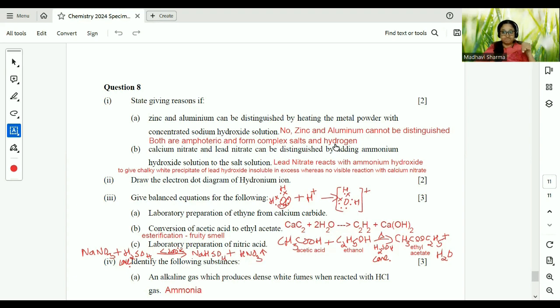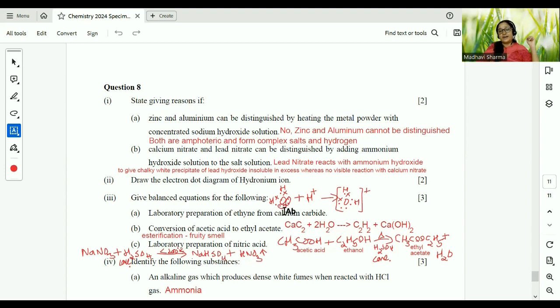Calcium nitrate and lead nitrate can be distinguished by adding ammonium hydroxide solution. Yes, because lead nitrate will react forming a chalky white precipitate of lead hydroxide, which is insoluble in excess, whereas there is no visible reaction with calcium nitrate. Calcium is a little bit higher in the reactivity series than ammonium.